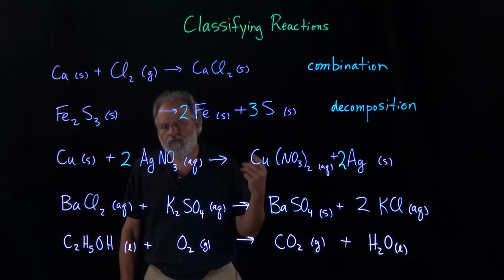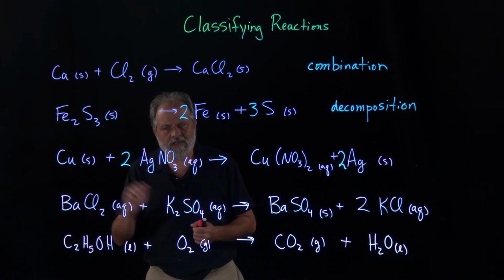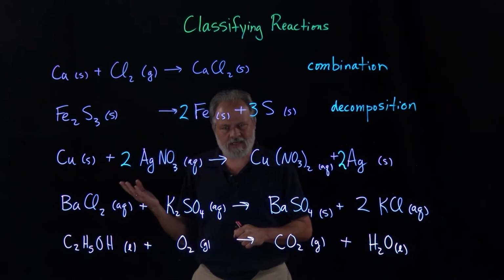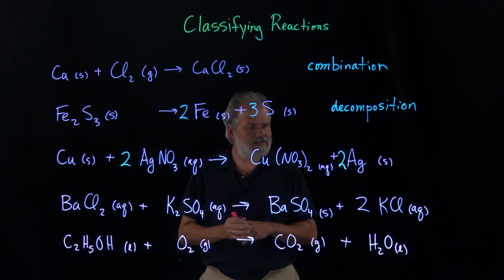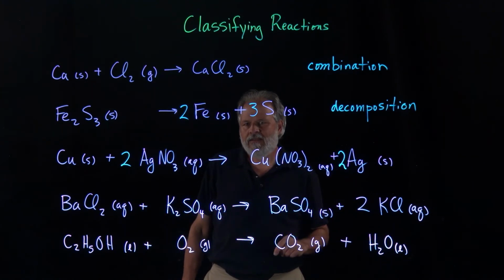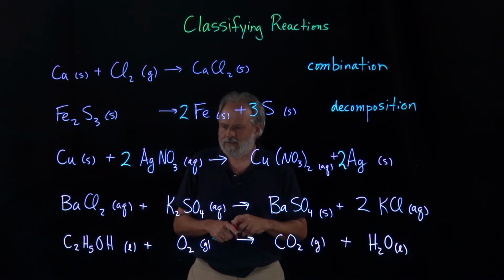This is called a redox or reduction oxidation reaction, where copper is losing electrons. That's called oxidation. And then silver plus is gaining electrons to become silver metal, and that's called reduction. You always have to have 1 oxidation, 1 reduction.